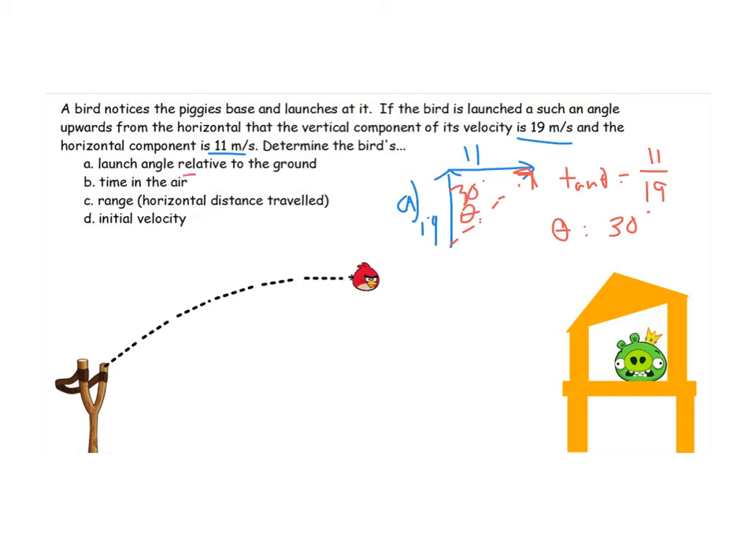Now it says relative to the ground. So I'm not going to use that 30-degree angle because that's not relative to the ground. The ground is here. So if that is 30 degrees, that means relative to the ground it should be 70 degrees. No, I am bad at math. Should not be 70 degrees. Relative to the ground, it should be 60 degrees. So 60 degrees relative to the ground is the answer in A.